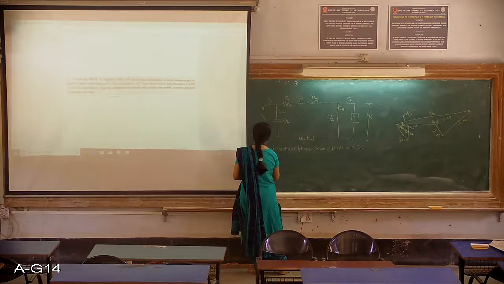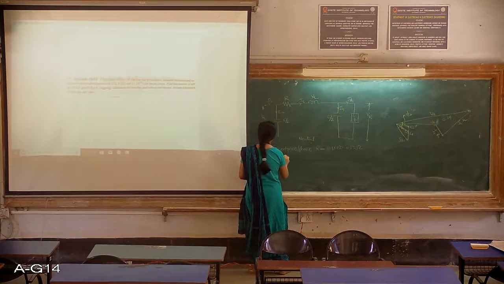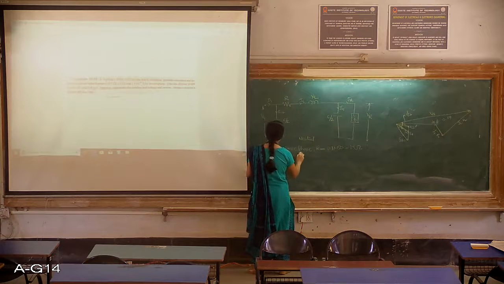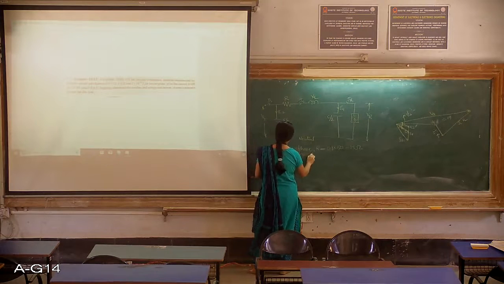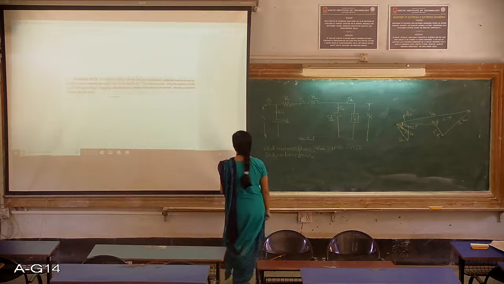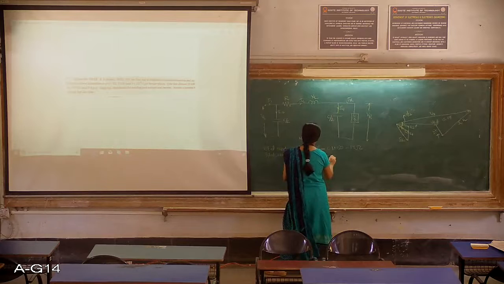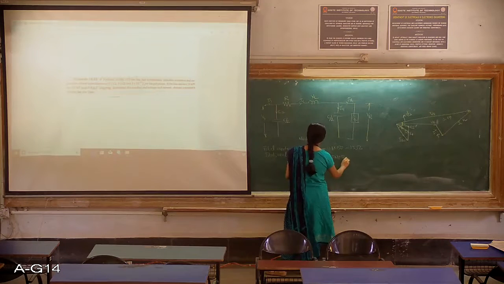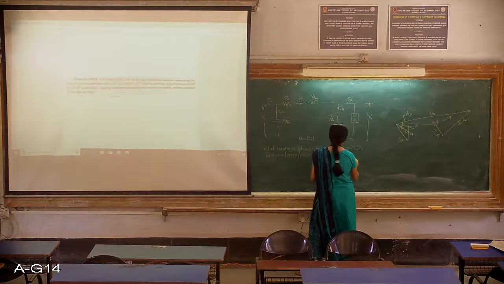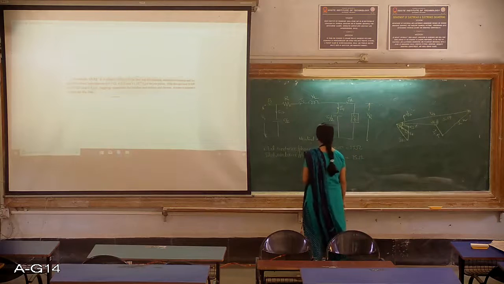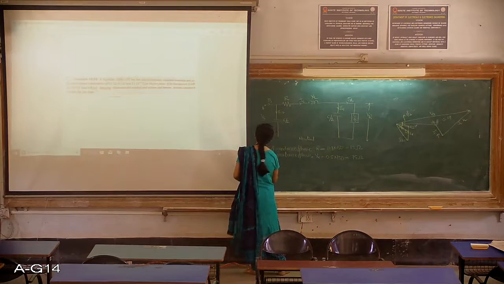Then total reactance per phase, they have given 0.5. So XL is 0.5 into 150. So this comes out to be 75 ohms.